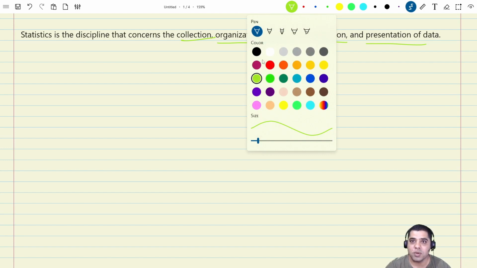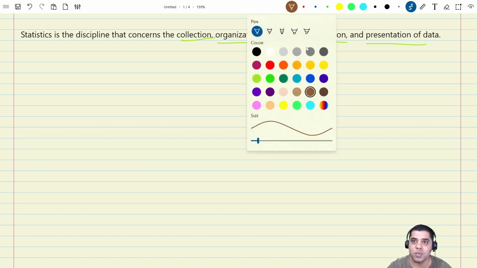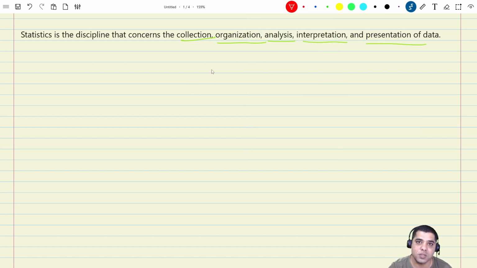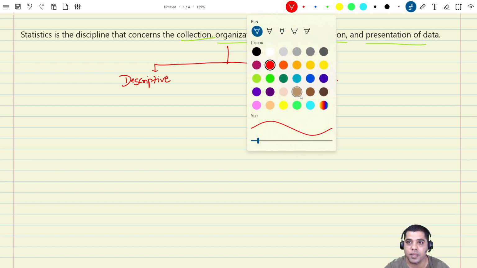Now, talking about types of statistics. How many types of statistics do we have? We have a total of two types of statistics. One is descriptive and the second is inferential. We will talk about both of them in detail.